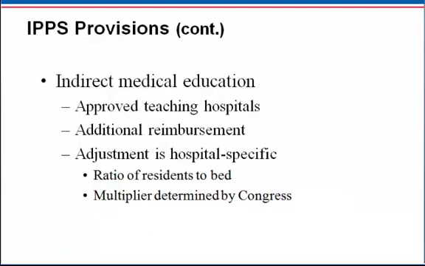Approved teaching hospitals are provided with an indirect medical education adjustment, or IME. The hospital must have residents that are in an approved graduate medical education program. Teaching hospitals often experience an increased patient care cost in comparison with non-teaching hospitals. Therefore, Medicare provides this IME with additional reimbursement to help offset the cost of providing education to new physicians.